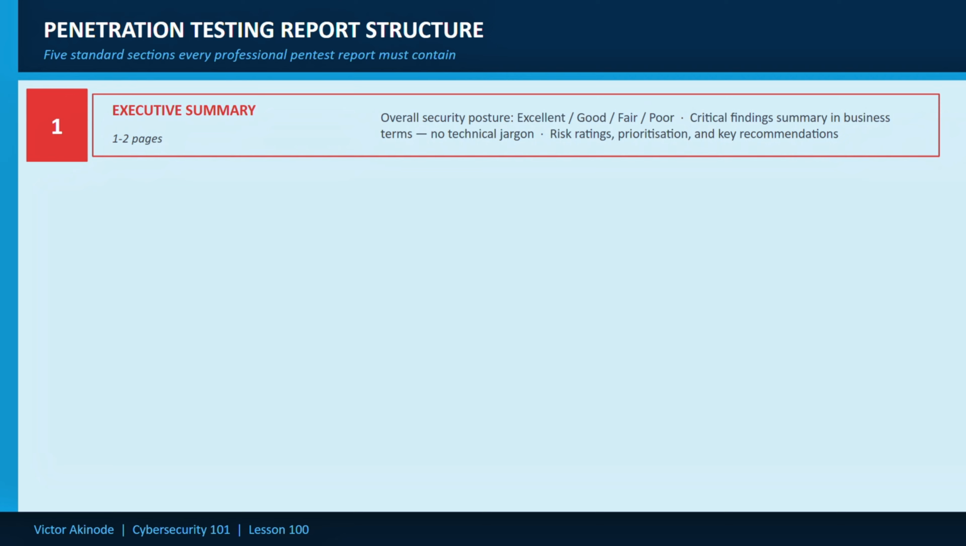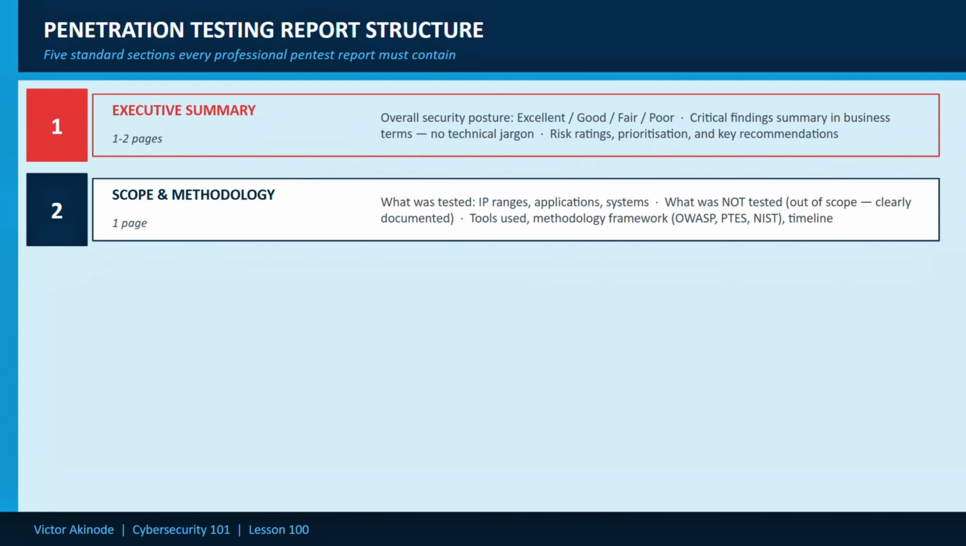It includes the overall security posture, rated as excellent, good, fair, or poor. It summarizes critical findings in business impact terms, not technical details. It also provides risk ratings and prioritization. And lastly, it gives key recommendations in business language.